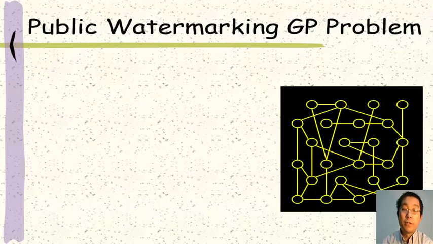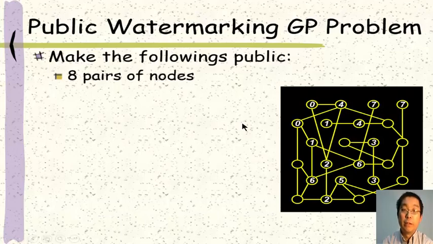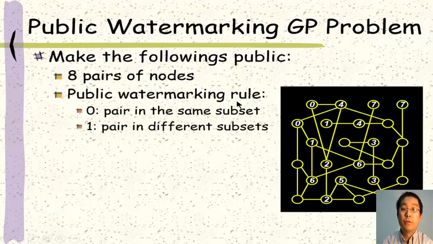This slide shows how we can embed public watermarks. First, we make the following information public: the 8 pairs of nodes, as shown here, a pair of 0, 0, a pair of 1, 1, all the way to a pair of 7 and 7. And second, the scheme we use to embed the public watermark. If we want to embed a bit 0, we keep the pair of nodes in the same subset. If we want to embed a 1, we keep the pair of nodes in different subsets.